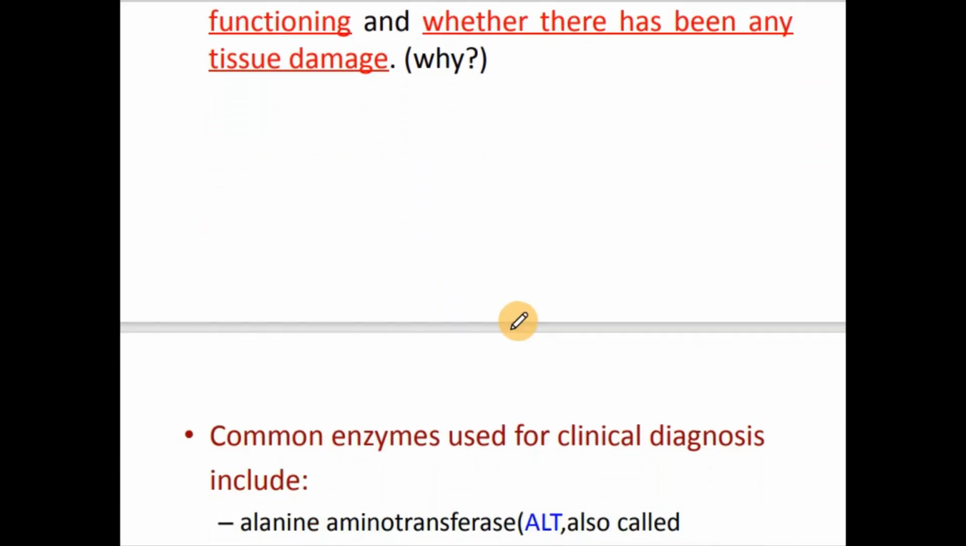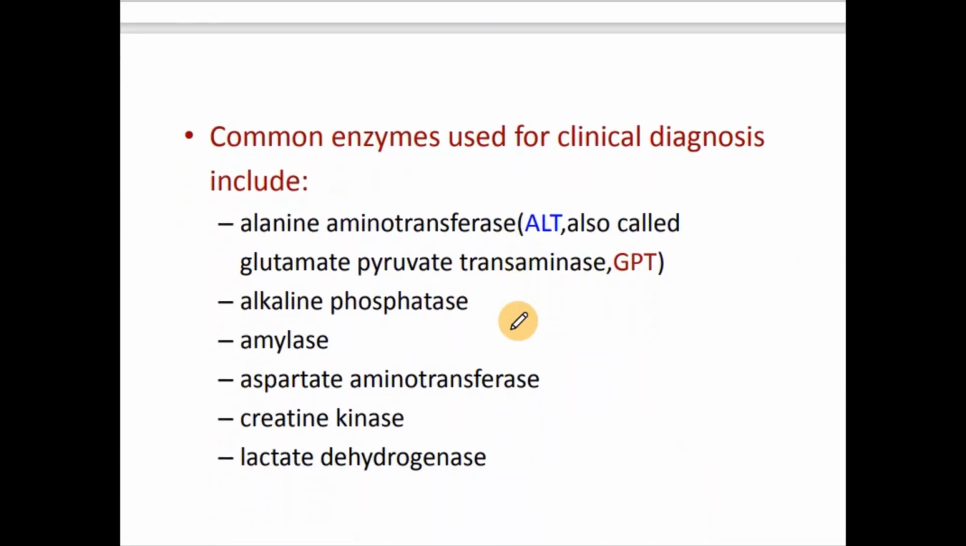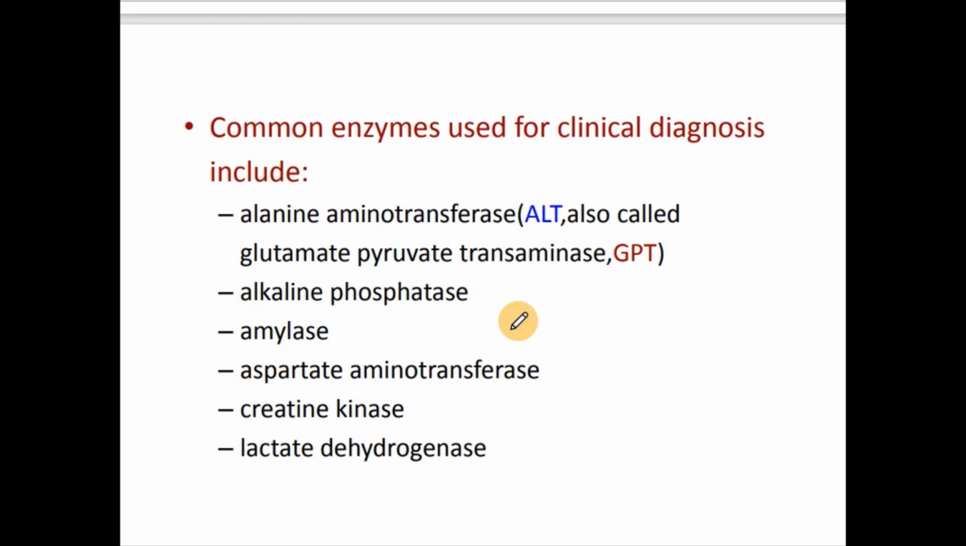So common enzymes that are used for clinical diagnosis are these ones. We call one alanine aminotransferase. You can have glutamate pyruvate transaminase. You can have alkaline phosphatase, the most important enzyme. You can have amylase. You can have aspartate aminotransferase. You can have creatine kinase and lactate dehydrogenase.